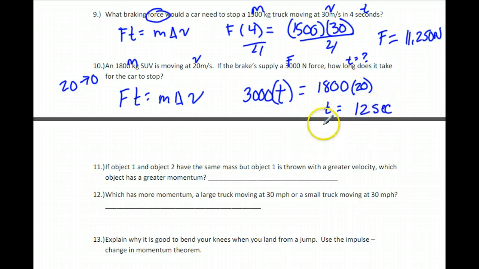Number 11. If object 1 and object 2 have the same mass, so m1 equals m2, but object 1 is thrown with a greater velocity, which one has a greater momentum? And the answer is 1, because this is bigger. Which has more momentum, a large truck traveling at 30 miles per hour or a small truck? And the answer is a large truck. Duh.